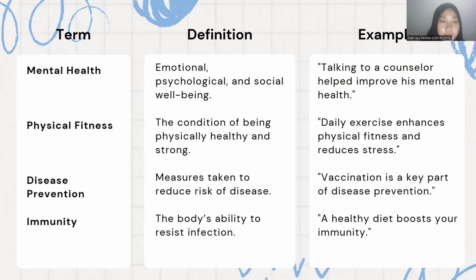So immunity is the body's ability to resist infection. The example from the sentence is like, a healthy diet boosts your immunity. You can pause this video to read again about the term definition and example.